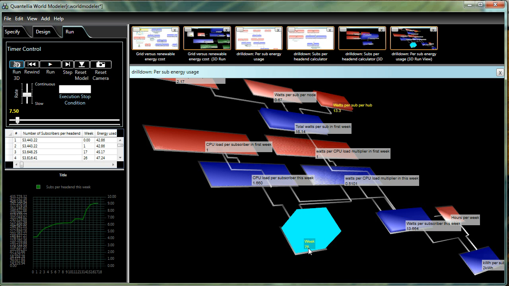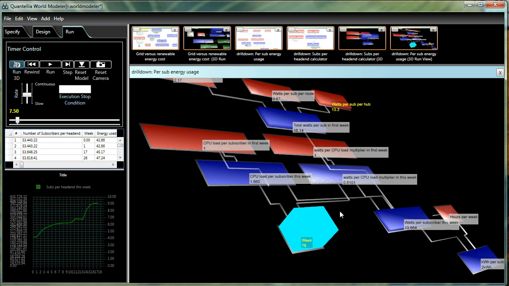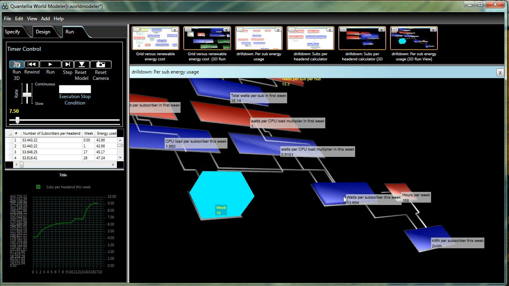Here we are at week 76, about 1.5 years into the simulation, and each subscriber is using about 1.5 times as much CPU power as it did at the beginning of the simulation. At the same time, each unit of CPU power is costing about half as much in terms of wattage. So again, these two factors work against each other, but essentially the benefits outweigh the costs.